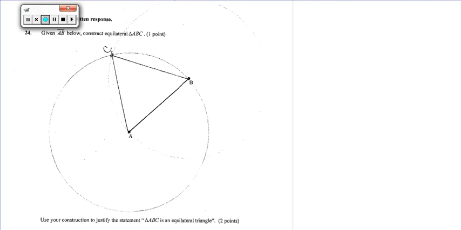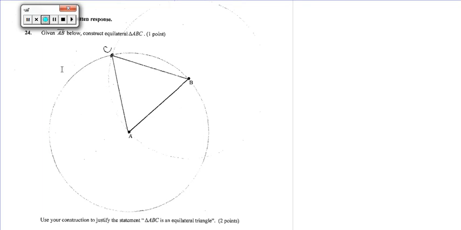So point C is equidistant from point B. It is also equidistant from point A. It's a radius of both of these circles. And both of these circles have a radius of AB. So therefore, all three of these segments are congruent, and therefore you have an equilateral triangle.